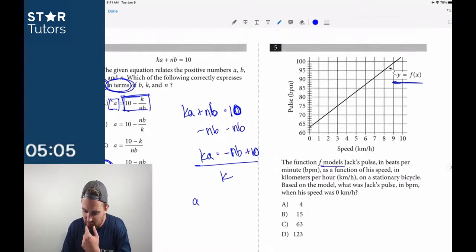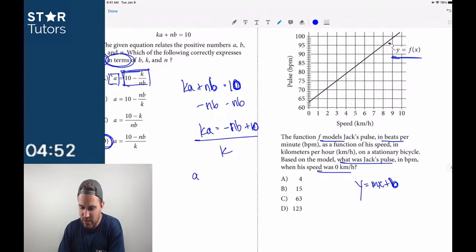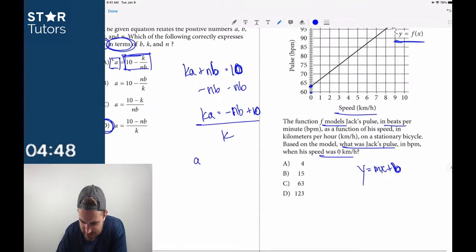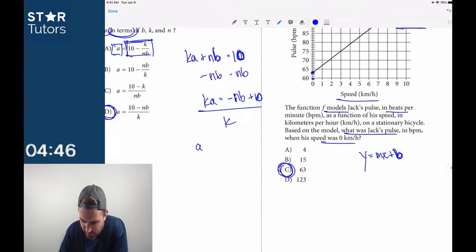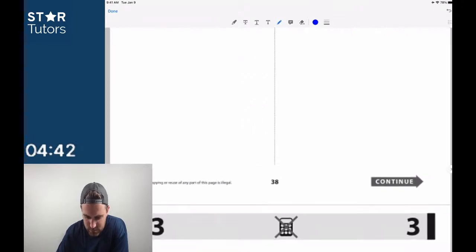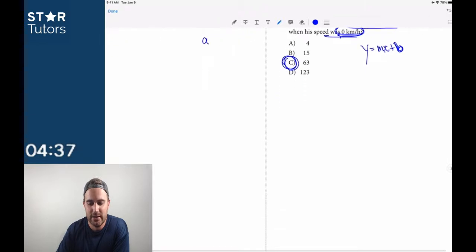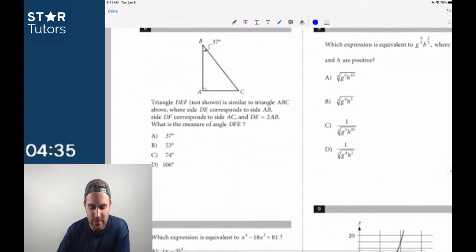Let's see, the function f. We know that this is a linear equation, so y equals mx plus b. If we need to plug these values in, we can, but that's all we're thinking about here. Based on the model, what was Jack's pulse when his speed was 0 kilometers per hour? His pulse, that's the b value, is like 63. So number 5 is C. 0 kilometers per hour just means they're trying to look for the y-intercept. y equals mx plus b, we've got to make sure we've memorized that.